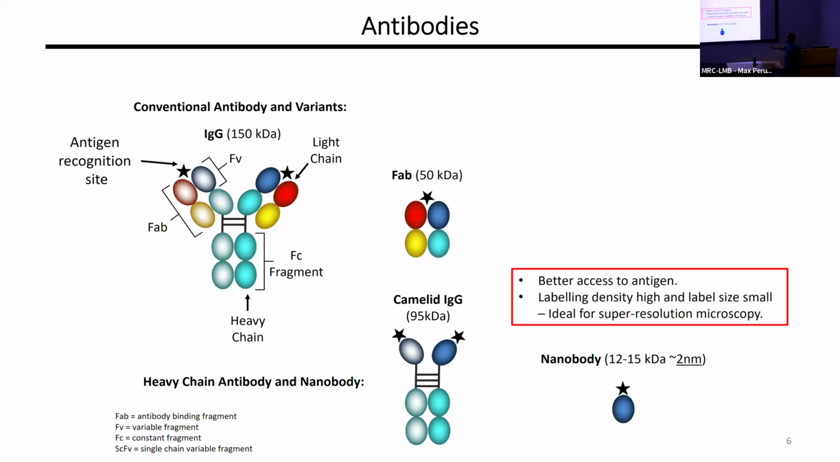And from those, if you cleave them and only keep the antigen recognition site, you end up with a nanobody, which is much smaller than the whole antibody. And because of this, it's very useful for super resolution microscopy.